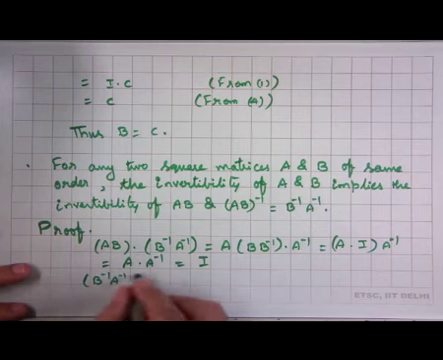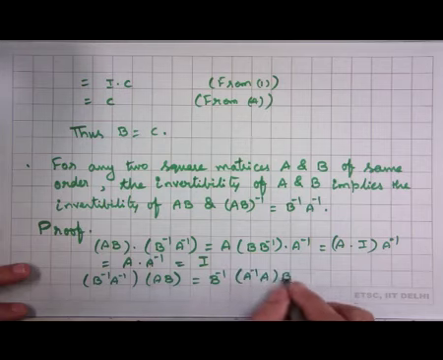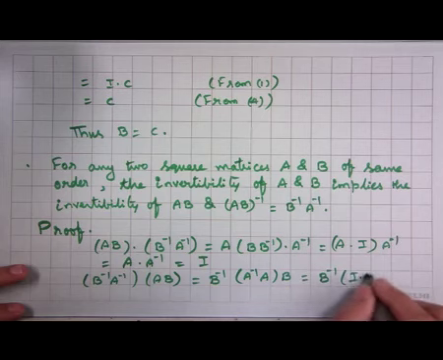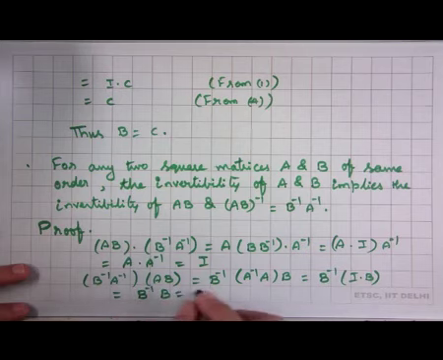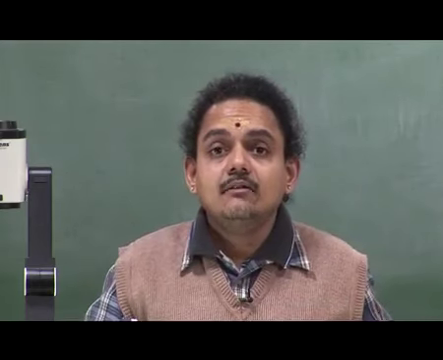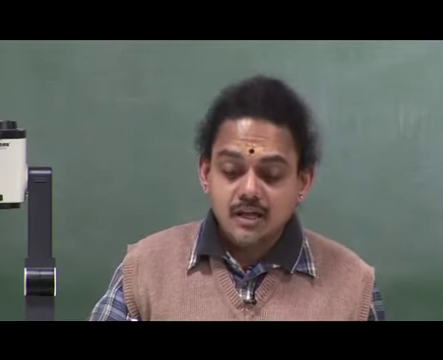B inverse A inverse times AB is equal to B inverse A inverse A times B, and A inverse A is the identity. So, I will have B inverse times I times B, but I times B is just B. So, this is the same as B inverse B, which is going to be the identity. So, the inverse of AB, which is (AB) whole inverse, is given by B inverse A inverse.